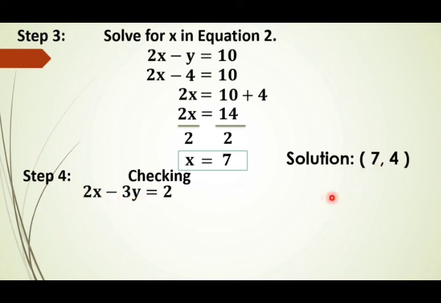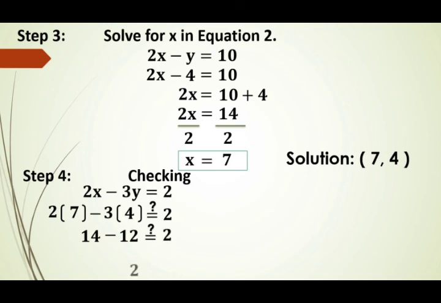Substitute 7 for x and 4 for y. 2 times 7 minus 3 times 4 equals 2. 14 minus 12, is it really equal to 2? Correct. 2 equals 2. The resulting statement is true, so nasatisfy ang first equation. How about the second equation?